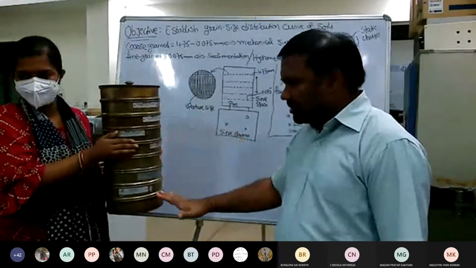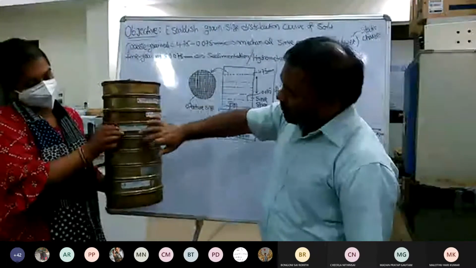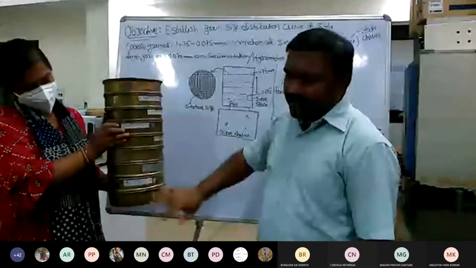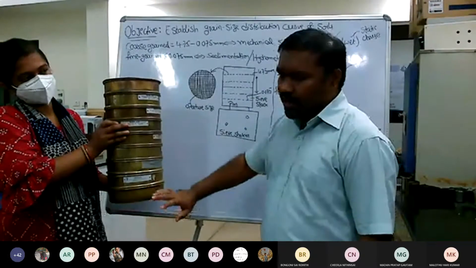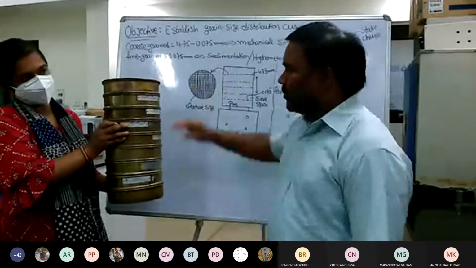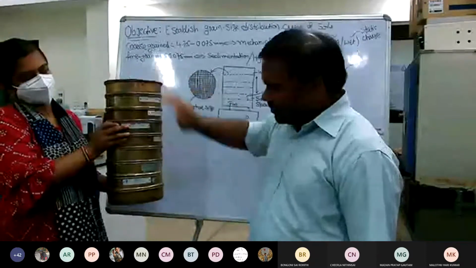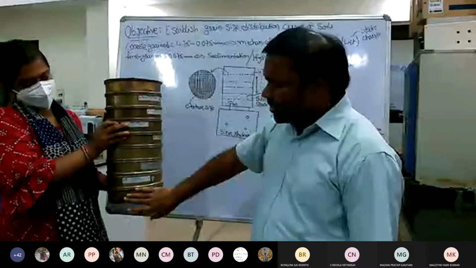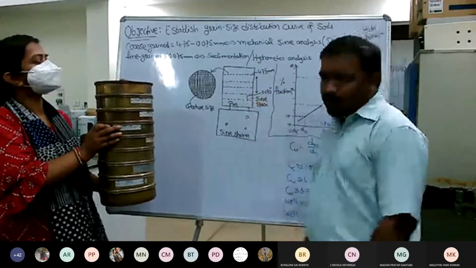So this is the sieve stack. Here you can see, 1, 2, 3, 4, 5, 6, 7, 8, 9. There are a total of 9 sieves arranged in a particular order. The top has the highest particle size, that is 4.75, and the bottom is called a pan.